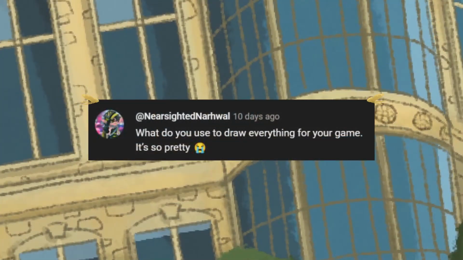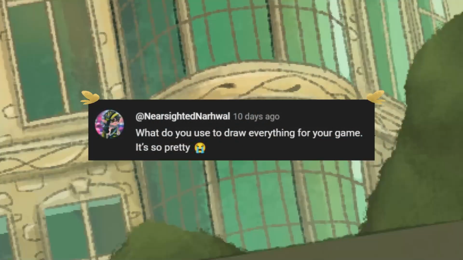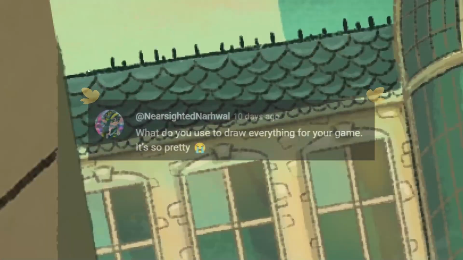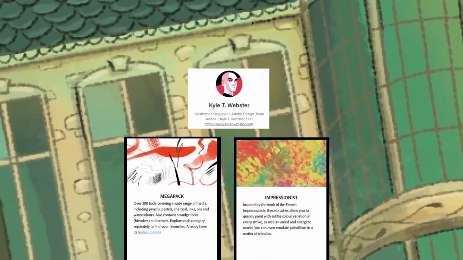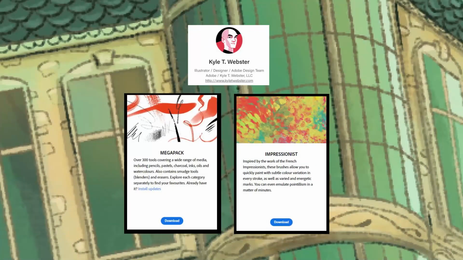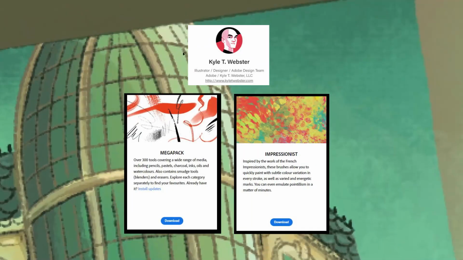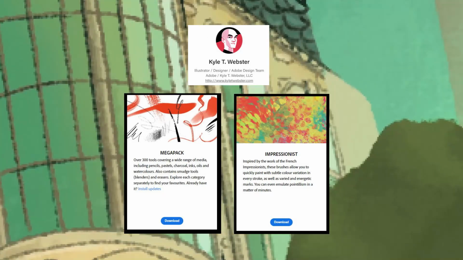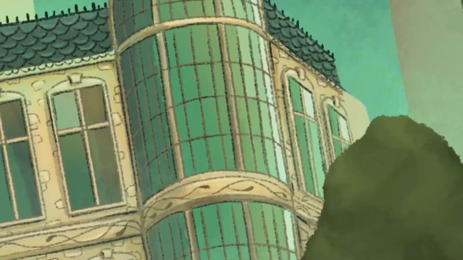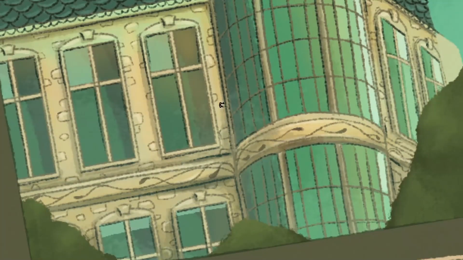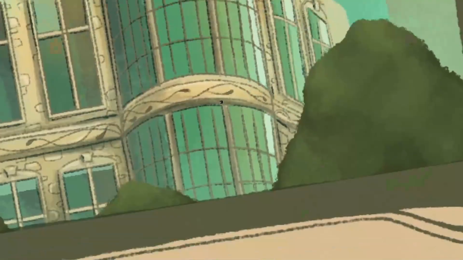So Nearsighted Narwhal wanted to know what I use to draw everything for my game. So to draw, I use Photoshop. I also have some wonderful brushes to help make my art look just a little bit more interesting. I use the Kyle's Brush Mega Pack, and I mainly use the Impressionist brushes to draw the graphics for Allogloom. I really love the rough edges and texture the Impressionist brushes have.